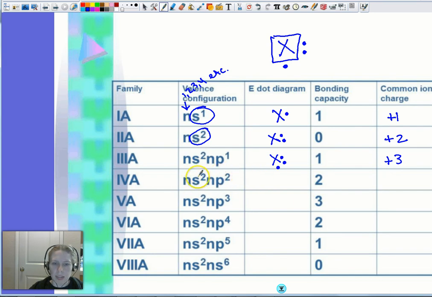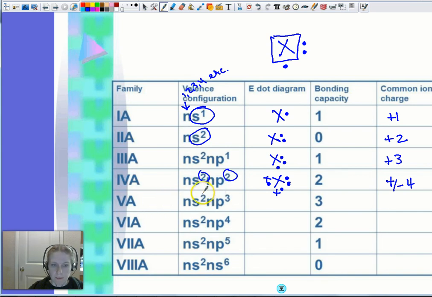Now those in 4A, they have 4 valence electrons, 2 plus 2. Have my X. I'm going to pair those to S, and then I'm going to singularly put those 2 remaining electrons. So it can bond twice. We'd have one here and one here. And these are plus or minus 4. Depends on what it's trying to do with its valence electrons.